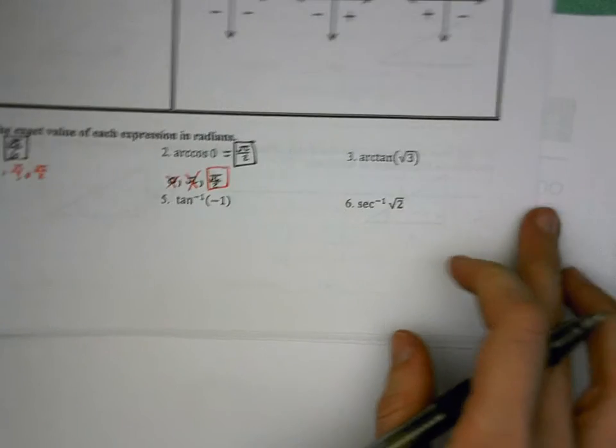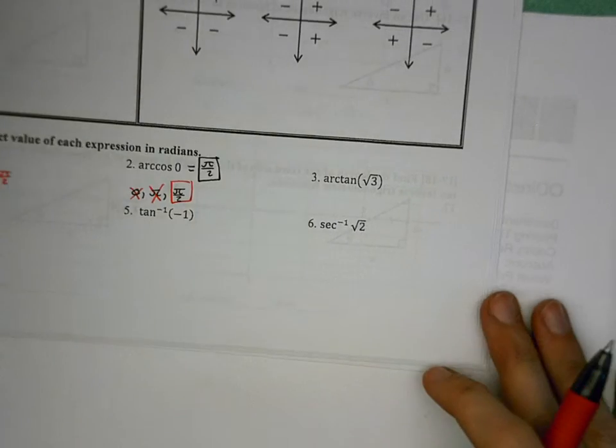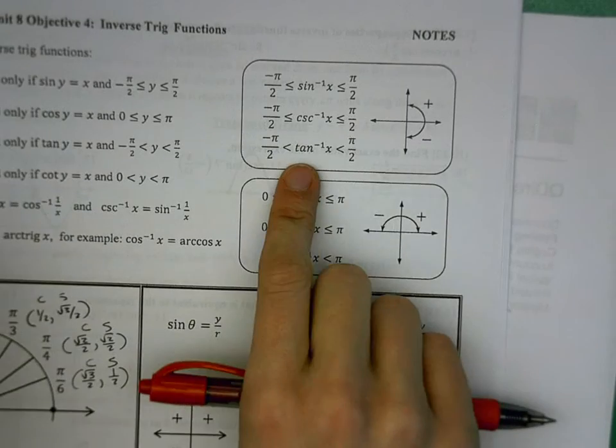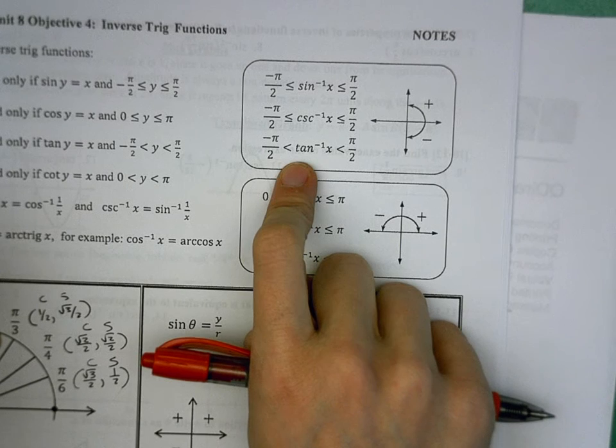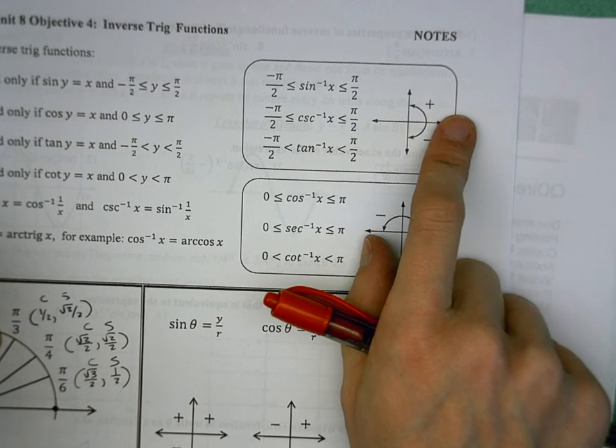Again, at some point, make sure you're pausing the video, trying these on your own. Okay, arctangent of root 3 then. Same thing. What quadrants am I even considering for this one? Arctangent is quadrants 1 or 4, 4 for the negatives, 1 for the positives.